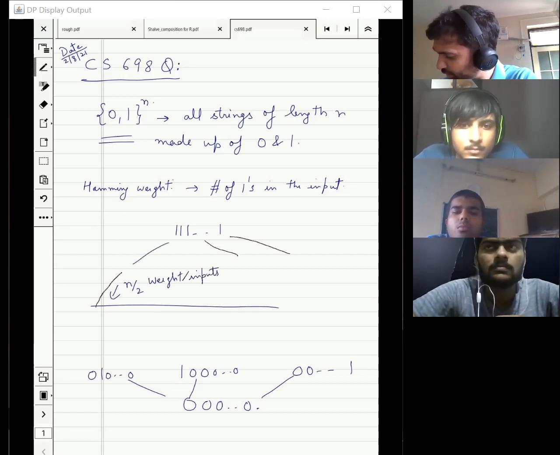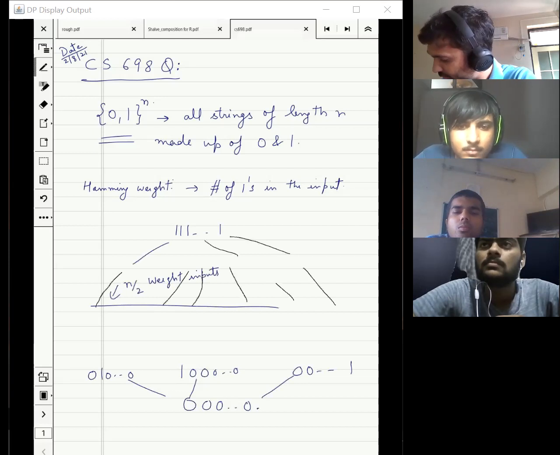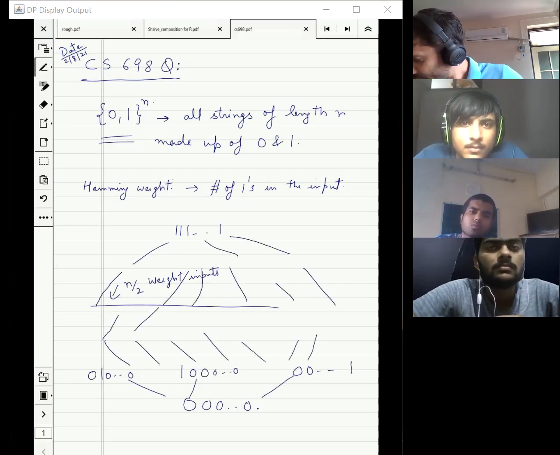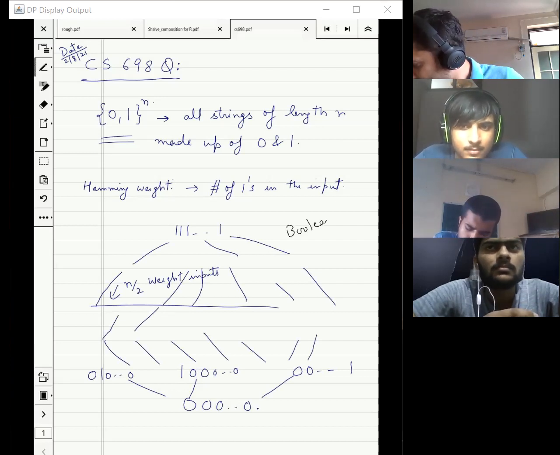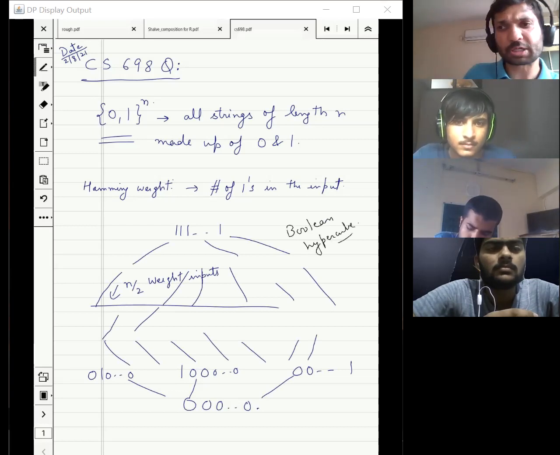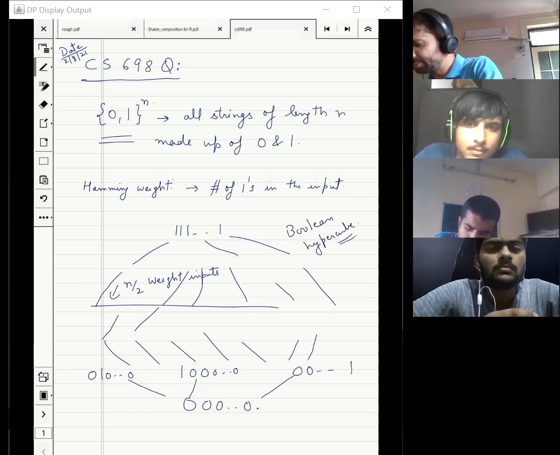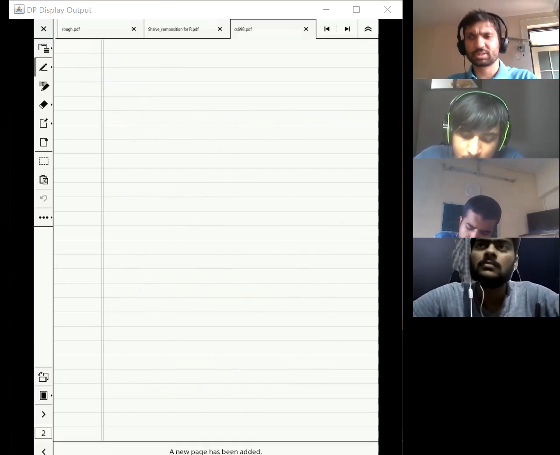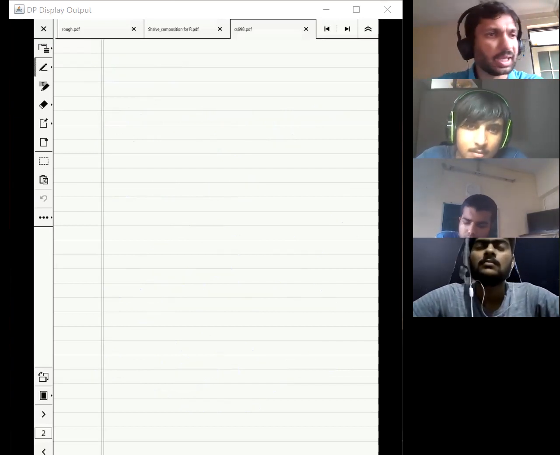Right, so you can think of it as this kind of a, what we call a Boolean hypercube. This is the main object of study, and you tell me, why do you think this object of study is important for us? Any guesses?